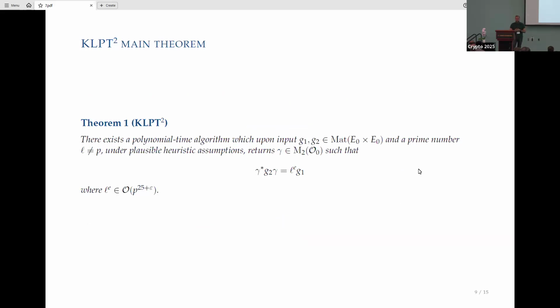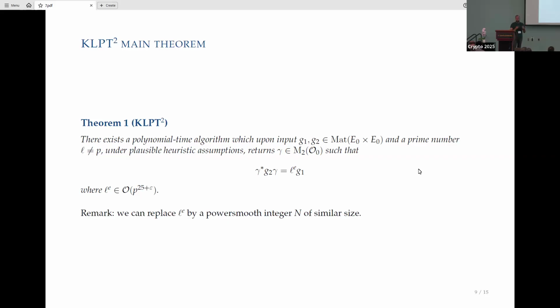And this is then the main theorem of our paper, KLPT2. It says that if you are given 2 input matrices, G1 and G2, representing these abelian surfaces, and you are given a prime number L, typically you will want L to be 2, actually, or maybe 3, but not much larger. Then under some heuristic assumptions, we can actually find such a connecting matrix gamma, which represents an isogeny. Again, information theoretically, we expect a solution to exist linear in P, and we only found a solution which is P to the 25. So it's far from optimal, but it's still workable.